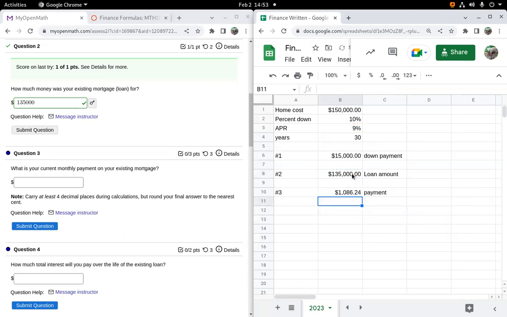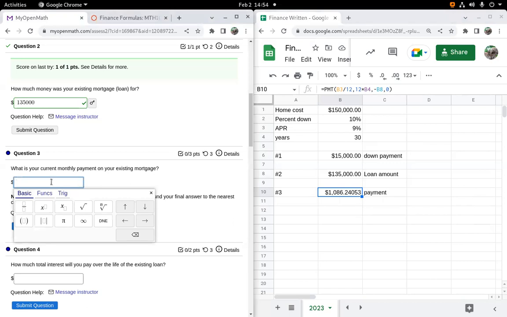So this says my monthly payment is going to be $1,086.24. It's rounding to the nearest cent because I'm using the currency format. If I wanted to see more decimal places, I could increase the number of decimals. So if you're using a calculator, you want to write down on paper more decimal places than we enter into the computer here. So here I'm going to enter for my existing mortgage payment for my version, $1,086.24.